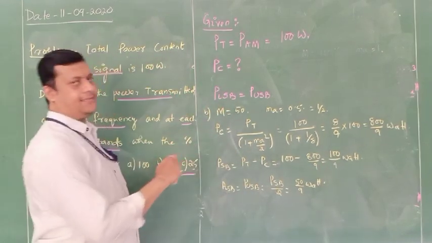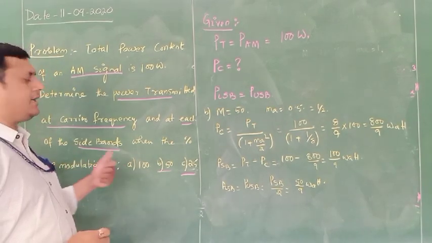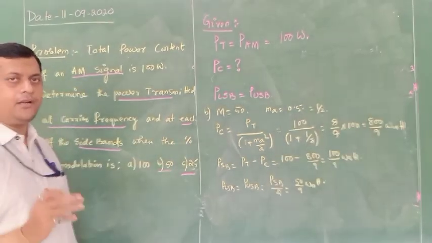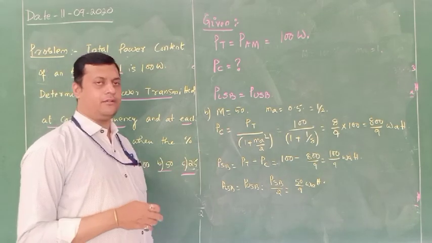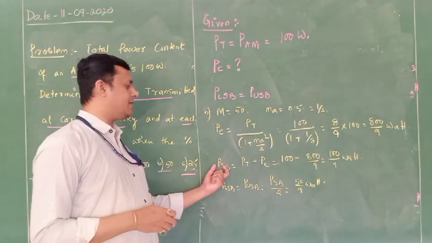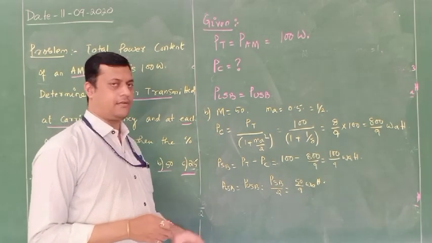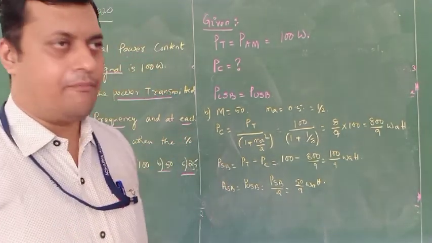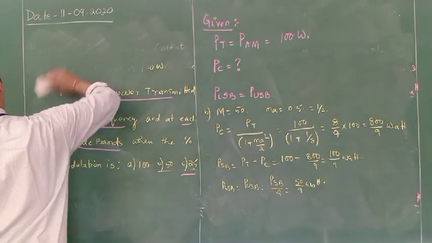Done. Like this you have to calculate for 25% degree of modulation, which means the modulation index will become 0.25. It is the same procedure, only your Ma changes, and according to the Ma you can determine the sideband power, the carrier power, as well as the lower sideband power and upper sideband power. Okay, so we will proceed to one more question.